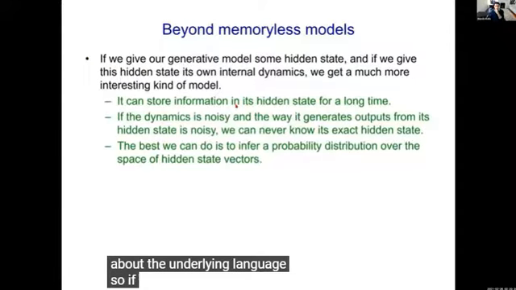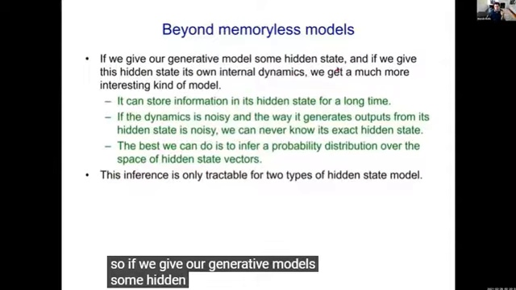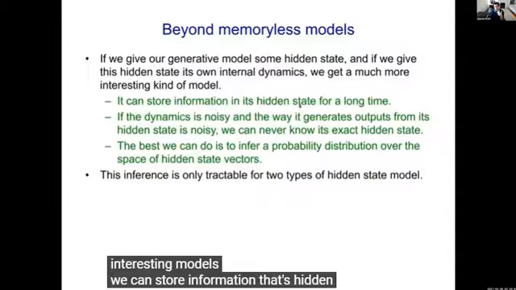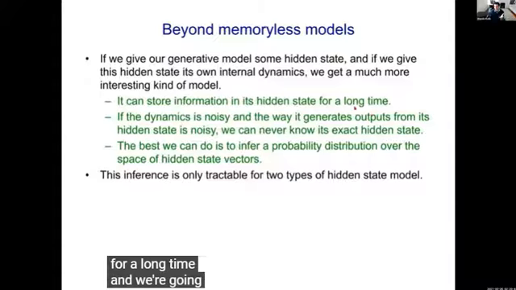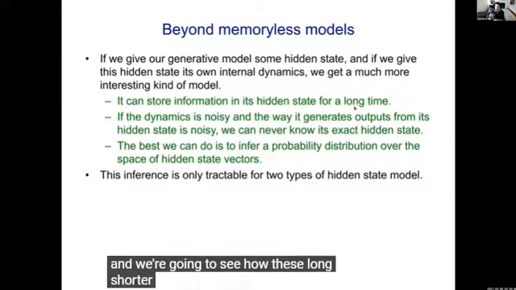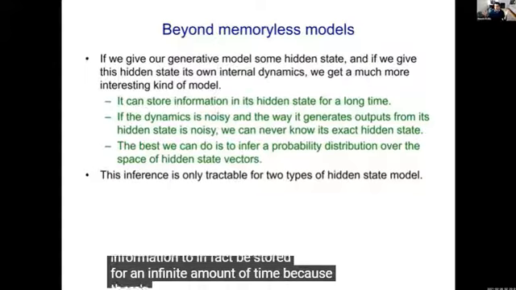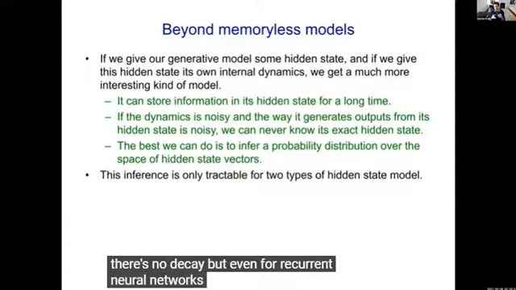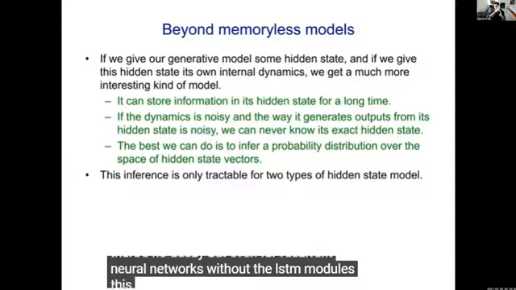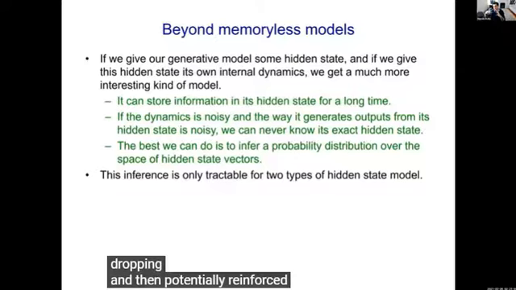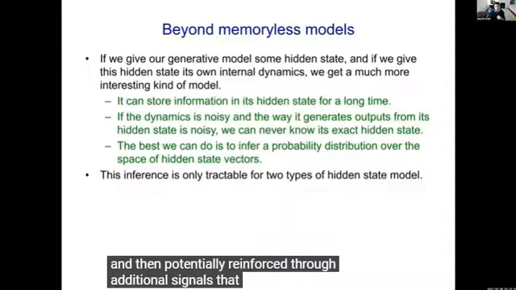So if we give our generative models some hidden state, and if we give this hidden state its own internal dynamics, then suddenly you can build much more interesting models. We can store information that's hidden for a long time. And we're going to see how these long short-term memory modules allow that information to in fact be stored for an infinite amount of time because there's no decay. But even for recurrent neural networks without the LSTM modules, this decay is going to be exponentially dropping and then potentially reinforced through additional signals that you see.